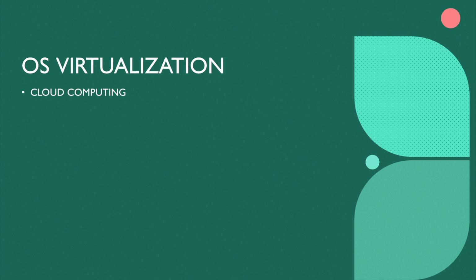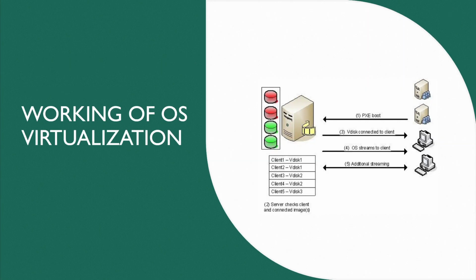Okay. So as you can see here, this is a diagram for OS virtualization. Firstly, we have PXE boot, and the VDisk is connected to the client, the OS streams to the client, and then additional streaming. So client 1 has disk 1, client 2 has disk 2. Like that, for each and every client we have assigned a particular disk. The server will check the client and the connected image. So we are going to discuss this in this video.